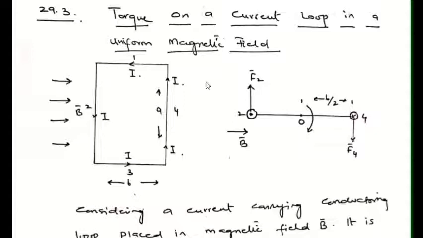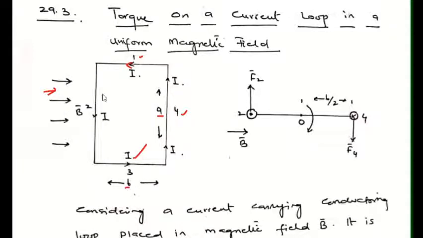Now, in this case, we have a rectangular loop with current I moving in the given direction, that is the counterclockwise direction. We have divided this rectangular loop into four segments, that is 1, 2, 3 and 4. We have a uniform magnetic field, and the direction of the field is given. Let one side of this rectangular loop be represented by A and the other one by B.